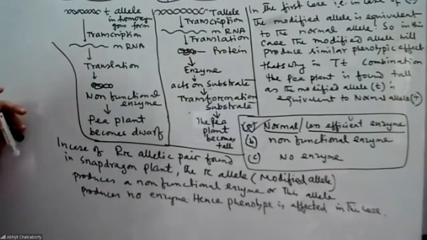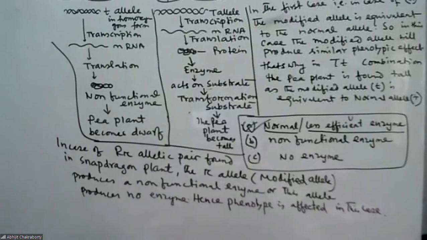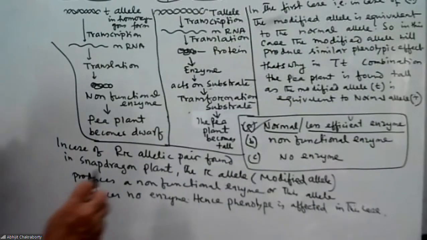So the unmodified allele is actually the dominant allele. Or you can say right.